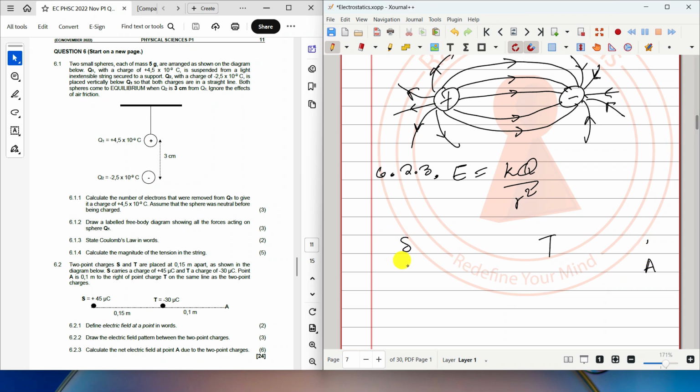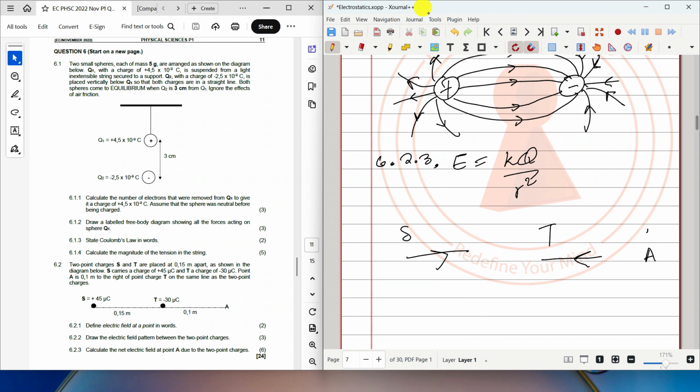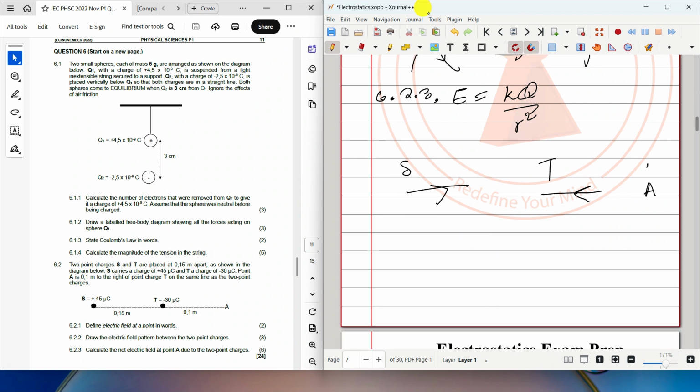This one is positively charged, all right? Since it's positively charged, the field lines are going away. So this one, S, is going towards A. This one is negatively charged, which means the field lines are going towards it, away from A. And remember, electric field strength is a vector, so you need to state a direction you want to be positive. I'm going to take the right as positive.